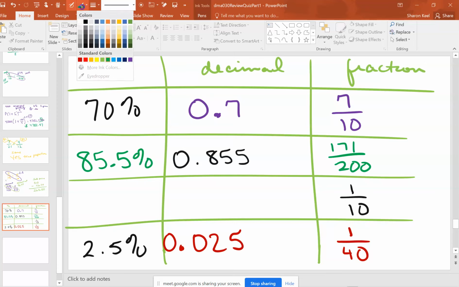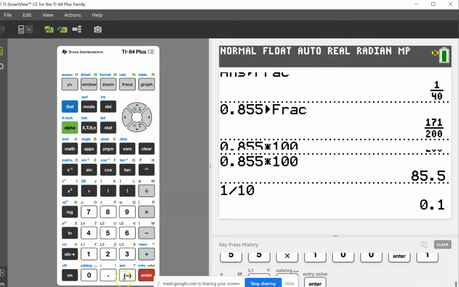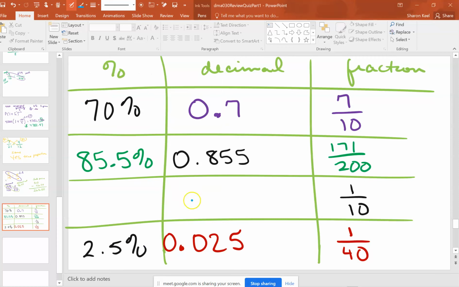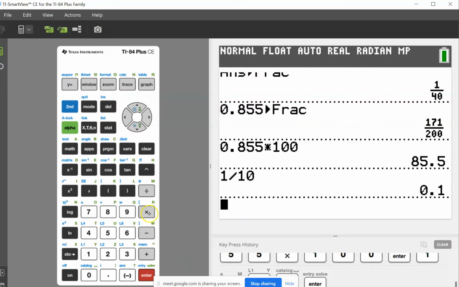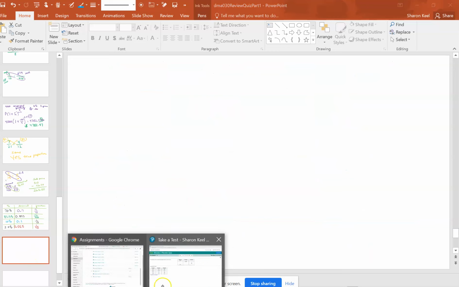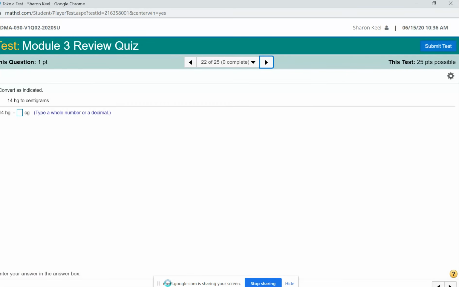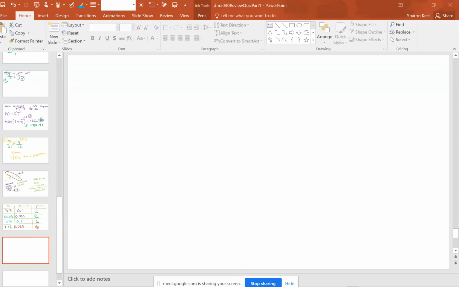My last one is the 1/10. So I'm going to type in my fraction, 1 divided by 10. That gives me my decimal, 0.1. Then I'm going to multiply that by 100, and that will give me my percent. So that's going to be 10%. Okay, so you're going to do each one of those for the whole row.